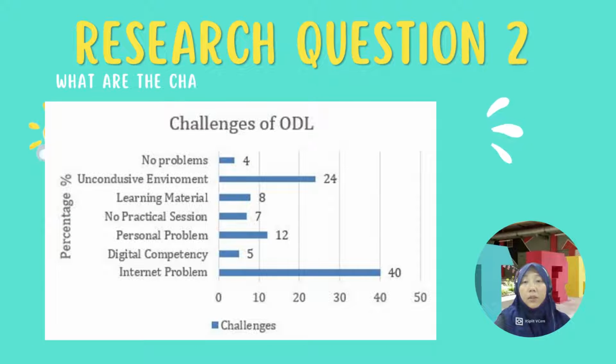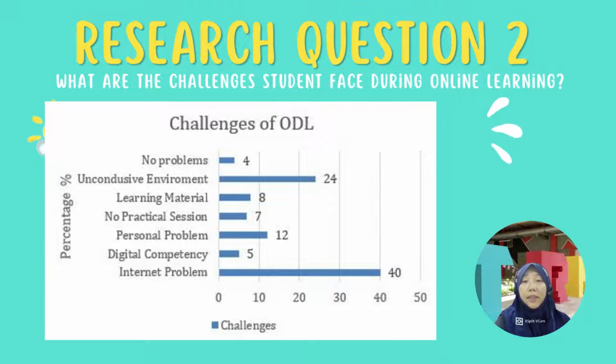The second research question is, what are the challenges students face during online learning? To answer this, participants were asked to state the problems or challenges they face during online learning. The results show that dependency on internet technology became the main challenge, as 40% of the students indicated they have internet connectivity problems in terms of low speed and limited access. Interruption from family members, pets, or others' sounds has contributed to an unconducive environment, which 24% of respondents cited as a challenge.